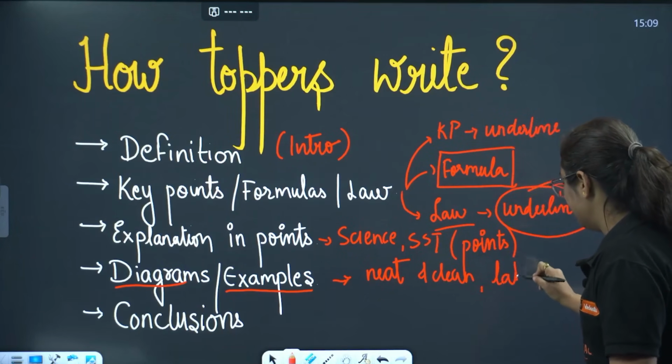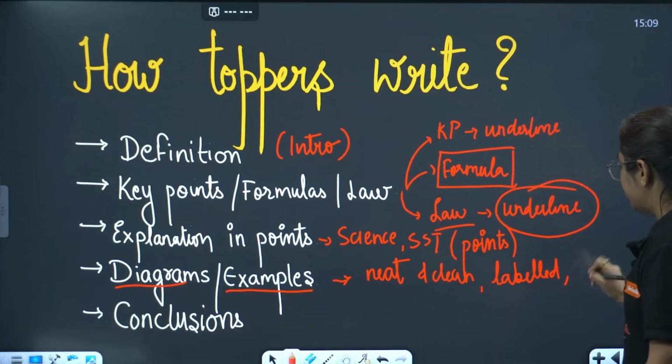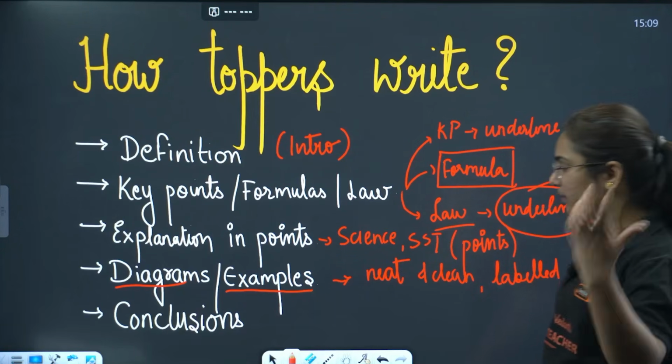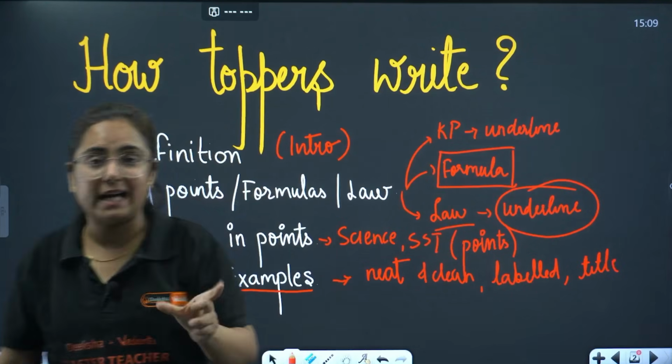It should be labeled, right? And it should be given a title. These three things you should follow. Title at the bottom. Okay? Write what diagram it is.